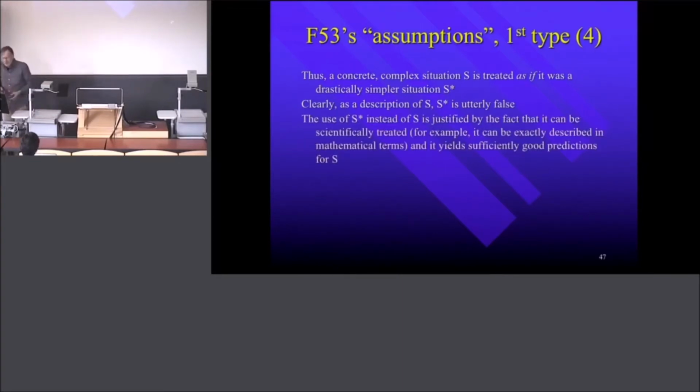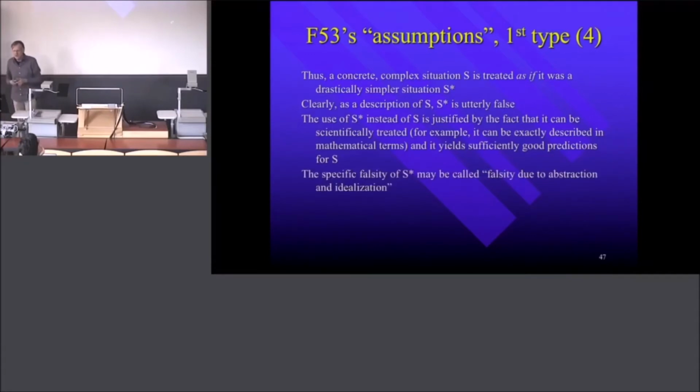But the use of S star instead of S is justified by the fact that it can be scientifically treated. So the equation of free fall is very easy to integrate and calculate. For example, it can be exactly described in mathematical terms. You can write down the equation, whereas for the complex stuff, you don't know what the equations look like, and it yields sufficiently good predictions for S. So you replace S by this idealized, changed S star.